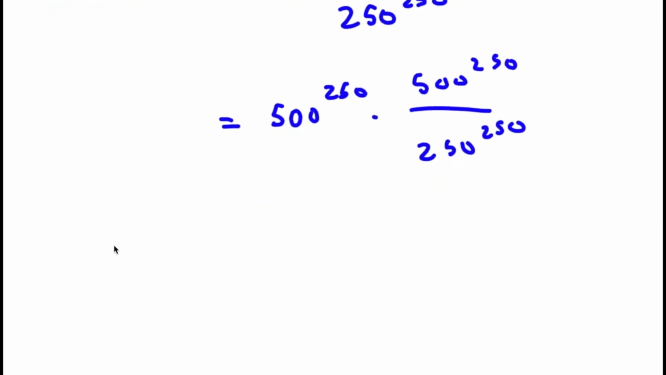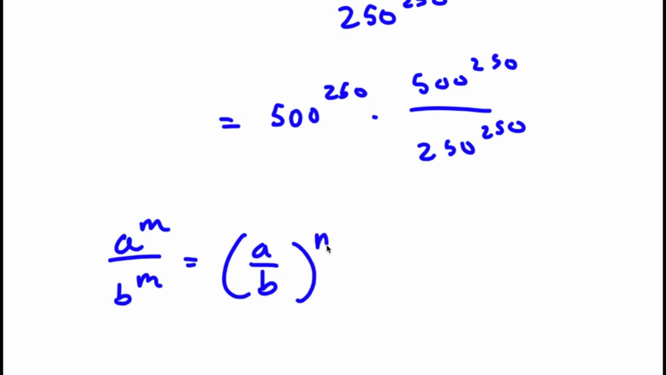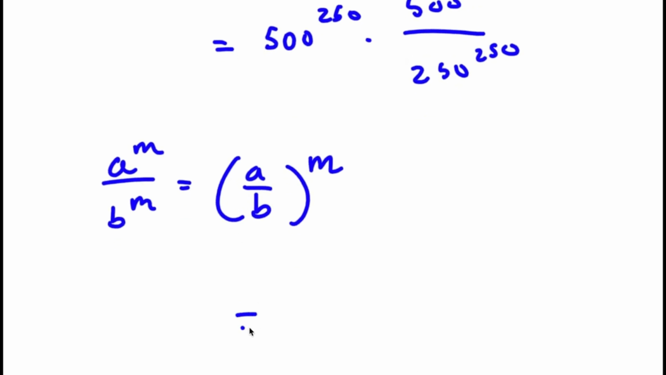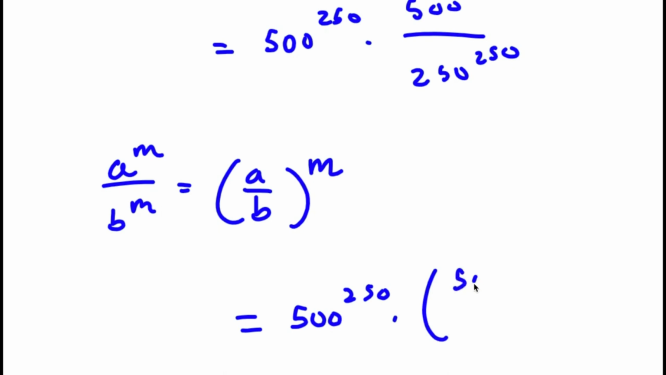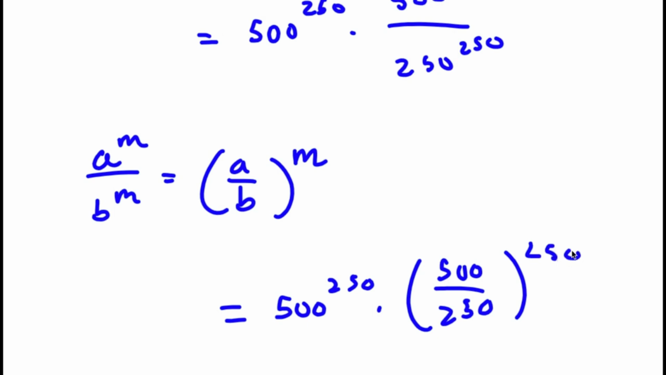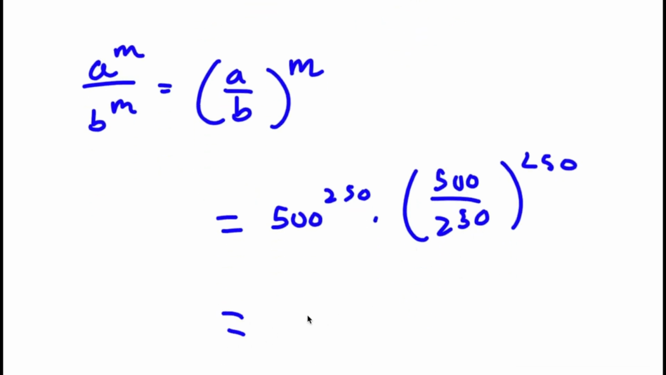And now if I have something in the form a to the power of m over b to the power of m, this is the same thing as a over b to the power of m. So in this case, 500 to the power of 250 over 250 to the power of 250, we can rewrite that as 500 over 250 to the power of 250. And 500 over 250, that's simply equal to 2. So I have 500 to the power of 250 times 2 to the power of 250.